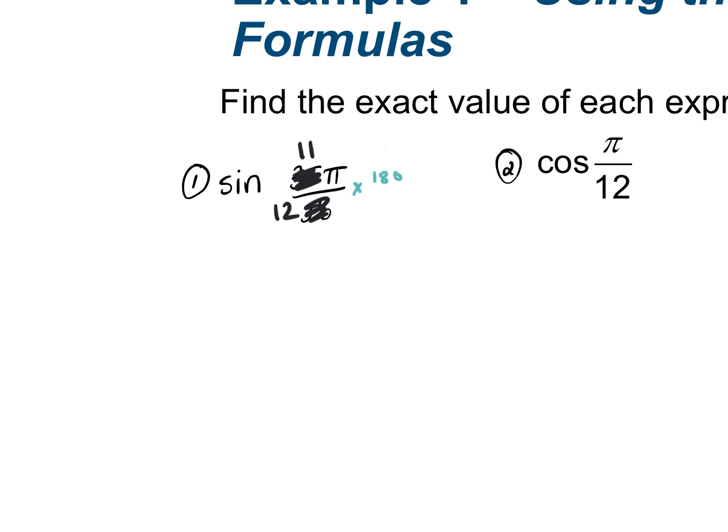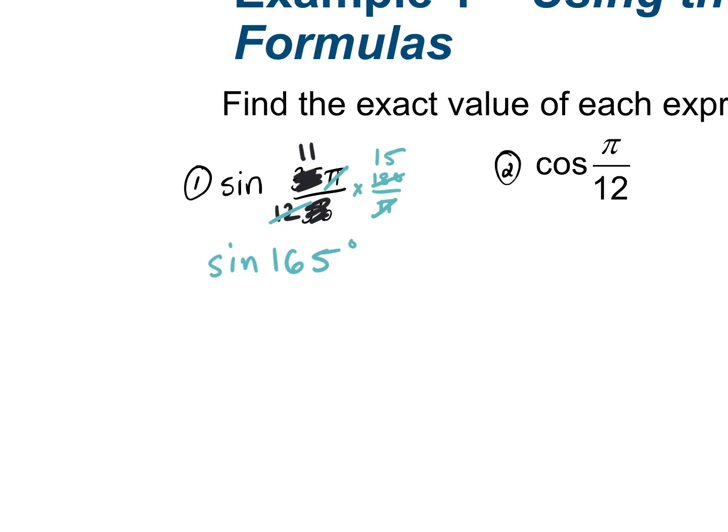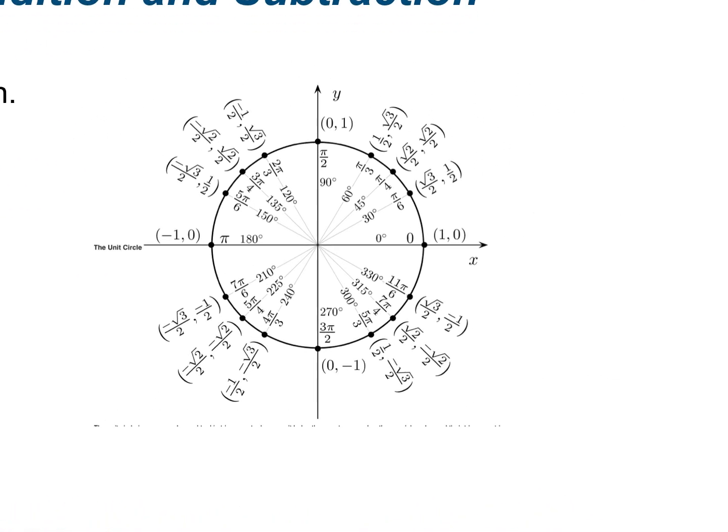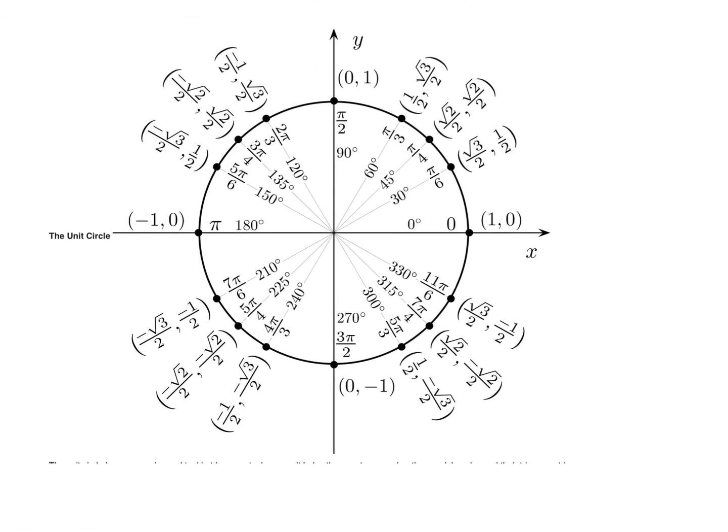So I'm going to multiply by 180 over pi. The pi's cancel. 12 goes into 180 how many times? 15? Yeah. So we have 15 times 11. So we have the sine of 165. Now we want to see what 2 angles on our unit circle add up to 165. So you could use 30, 45, 60, 90, anything on the unit circle that adds to 165. What 2 angles would we use?